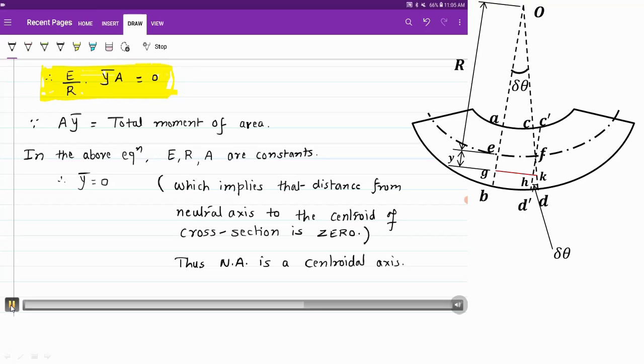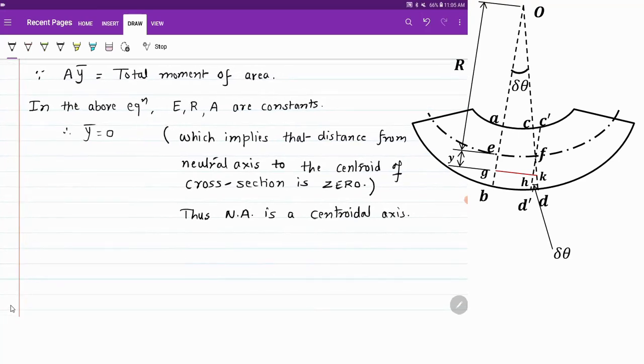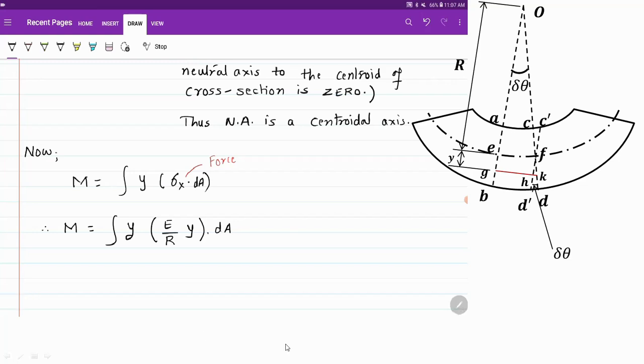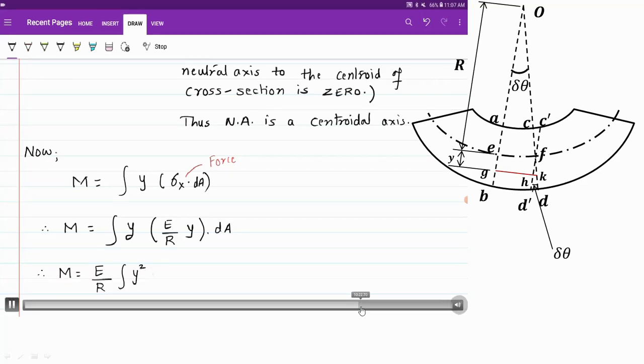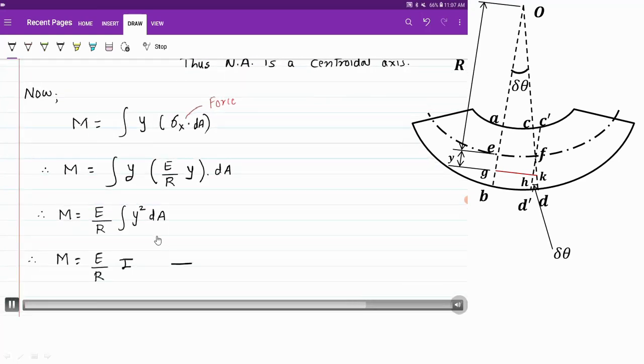Now by default that axis is always taken as the x-axis, that is, the deformation that we are taking is about x-axis. Now we know that moment is nothing but force into perpendicular distance, and force is nothing but stress into area. Substitute the value of stress, that is E upon R into y, multiplied by dA or delta A, that is the small elementary area of the integration. Now E upon R is constant, so it is y square dA. Now this is nothing but the definition of moment of inertia, that is summation of A into y square is moment of inertia about x axis.